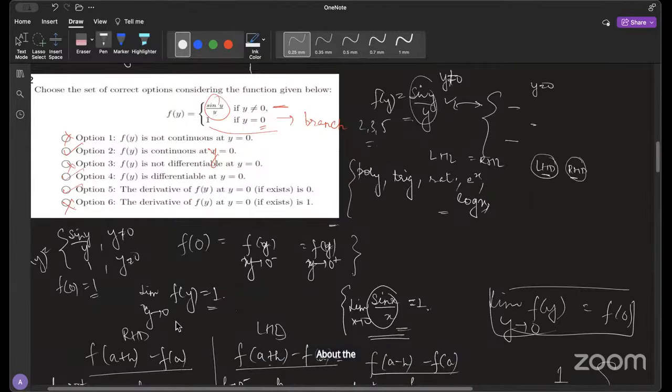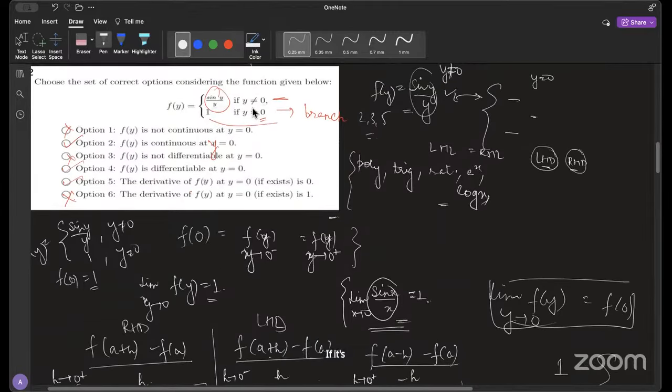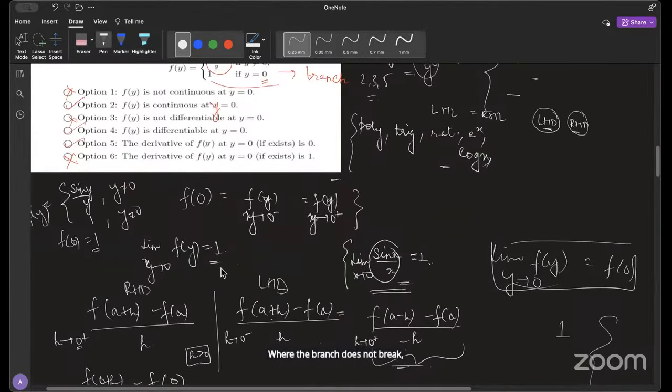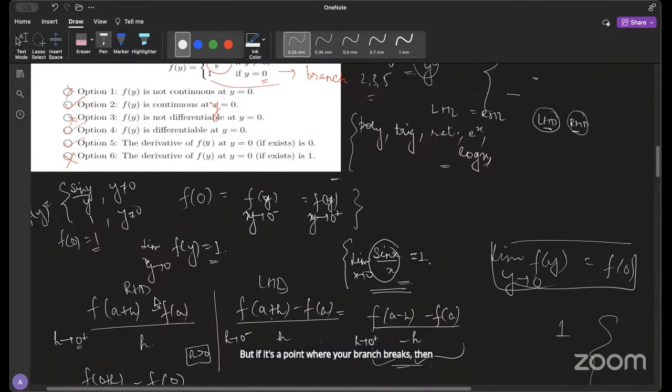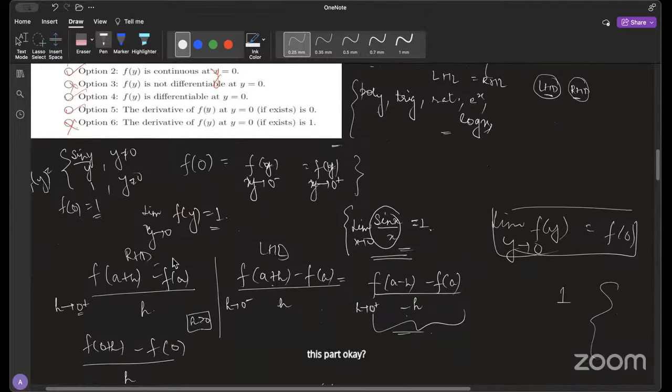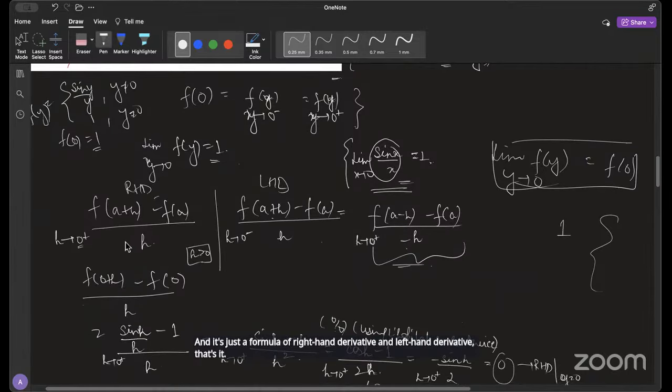About the differentiability, if it's a point where the branch does not break, then just simply find the derivative and put the value. That's it. But if it's a point where your branch breaks, then find it separately. Left hand limit, right hand derivative, and left hand derivative, do both of them separately. This part okay? Then it's just the formula of right hand derivative and left hand derivative. That's it. We've used just the formula.